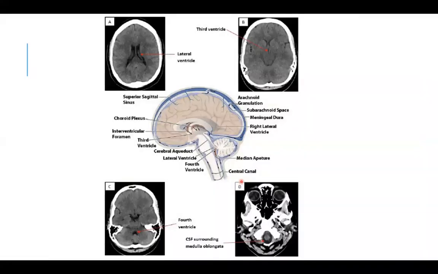Okay, so here we're just looking at the ventricles in more detail. So lateral ventricles, you can see they look very symmetrical. And in the center here, the dark area is the choroid plexus. The third ventricle, so very slit-like, and it should be like that, very small and slit-like. And the fourth ventricle here. And then you can just see a bit of CSF surrounding the medulla oblongata, which is completely normal.